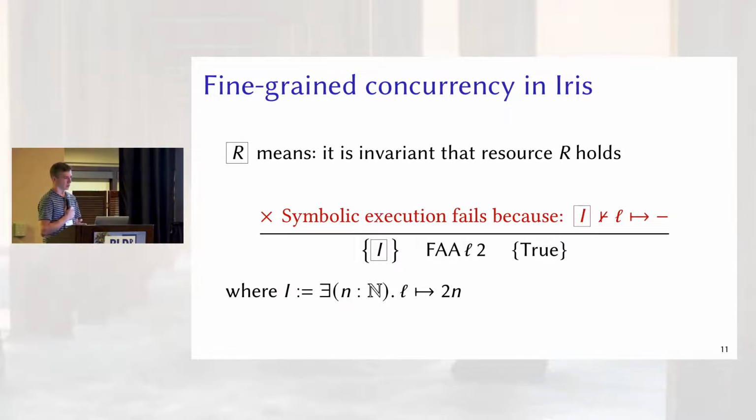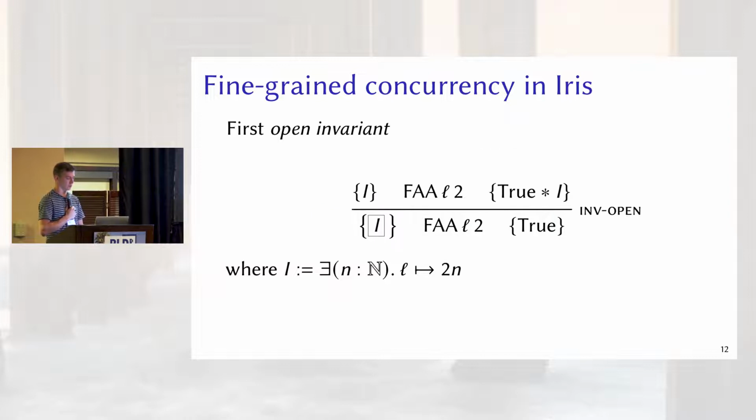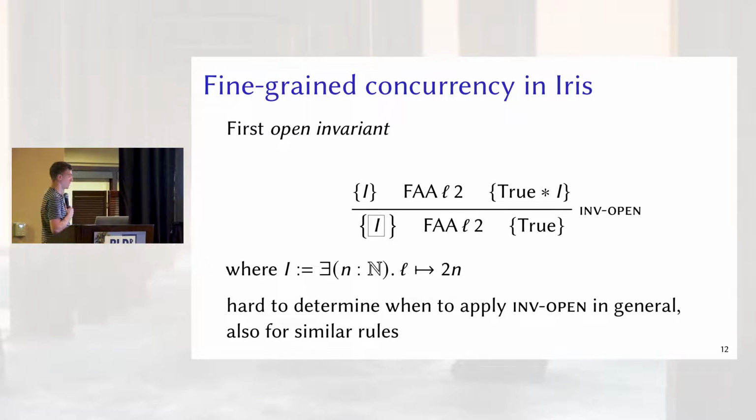So how does this proof go in Iris? Well, what you first do is open the invariant. Here you see that the box I gets replaced with just I, but now in the postcondition, you must show that this invariant still holds. Now this rule is true because the fetch and add operation is atomic. And so if the invariant is temporarily broken, no one else can witness this. But this invariant opening rule is applicable for all invariants and for all atomic operations. So it's kind of hard for automation to figure out when to apply this rule.